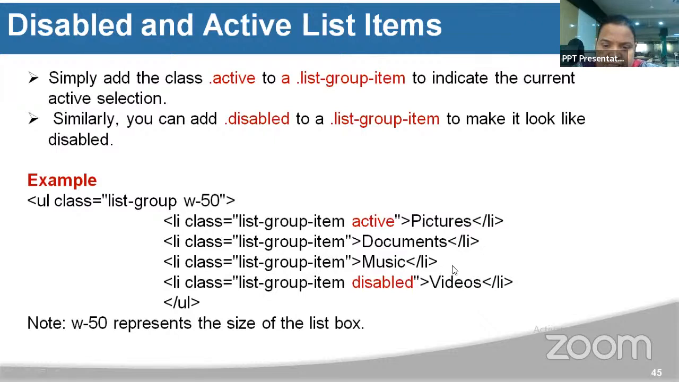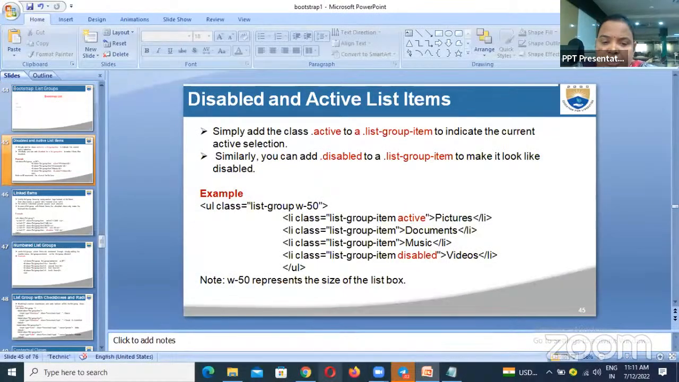So, for example, this is another group, and this is another group. The pictures item is active, and videos is for the disabled list. I want to display a representation of the size of the box. This is for the width, to display what size it can be represented. The same thing, I want to show the active and then the disabled.